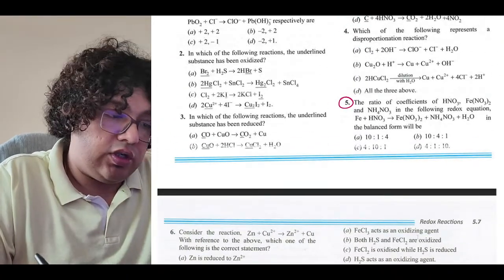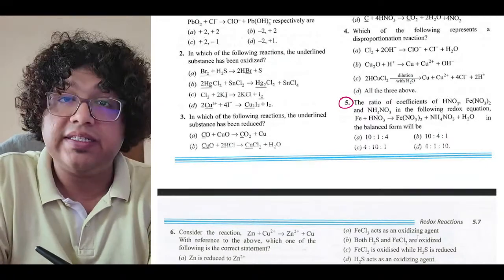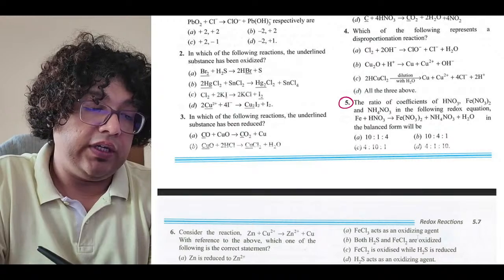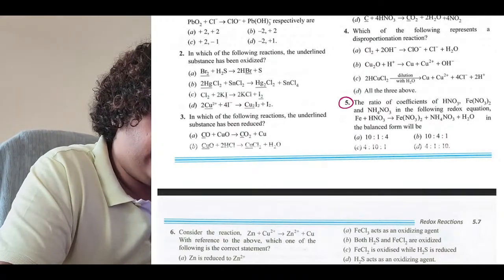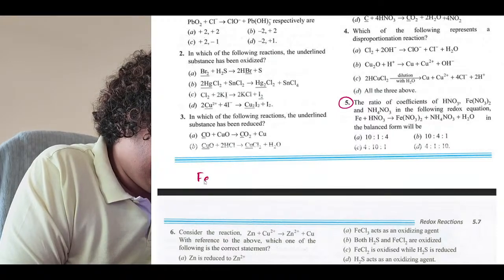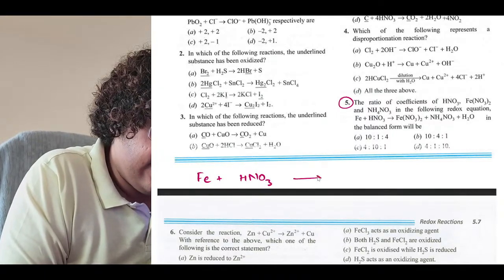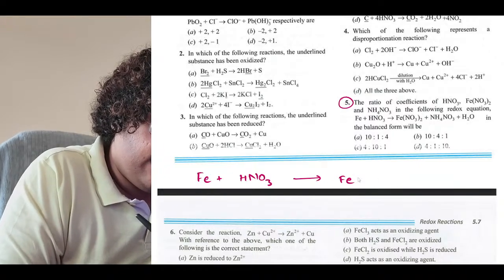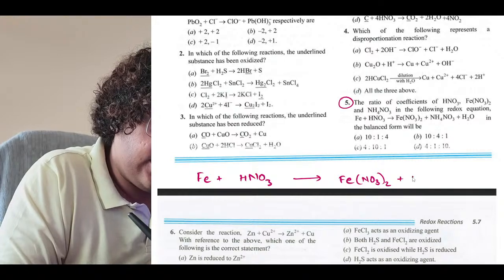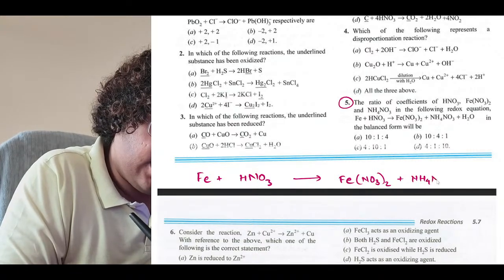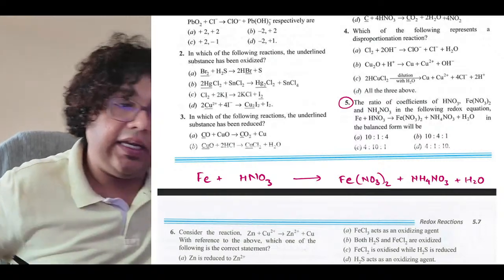Let's have a look at question number 5. The ratio of coefficients of HNO3, Fe(NO3)2 is twice NH4NO3 in the following redox reaction. So let me just write down the redox reaction loud and clear. It is iron reacting with HNO3, which is your nitric acid, thereby producing ferrous nitrate, ferrous because it is +2 oxidation state, ammonium nitrate along with water. So this is the reaction that we are dealing with.